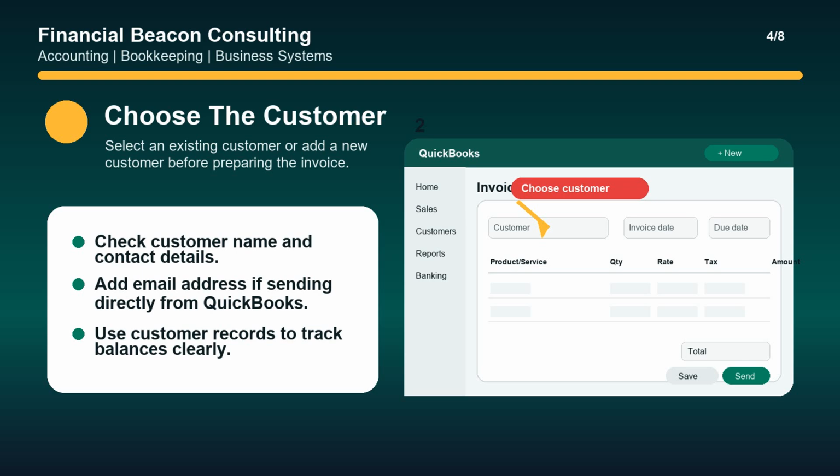Step 2 is to choose the customer. Select an existing customer from the list, or add a new customer if they are not yet saved in QuickBooks. Check the spelling of the name, the email address, phone number, and billing address. Small errors can cause invoices to be sent to the wrong person or make follow-up difficult. If the customer has special payment terms, make sure those terms are captured correctly before moving to the invoice details.